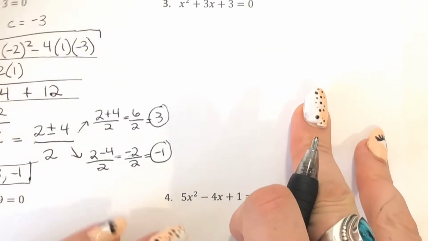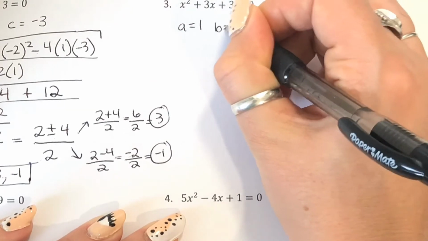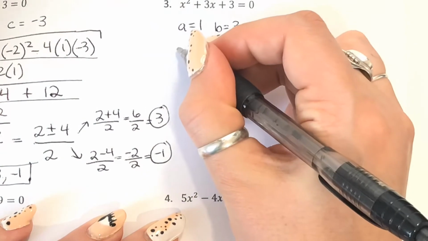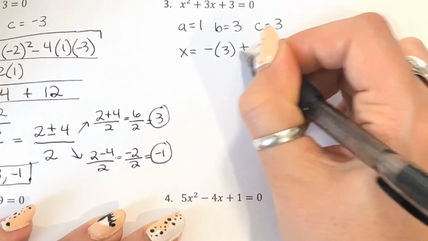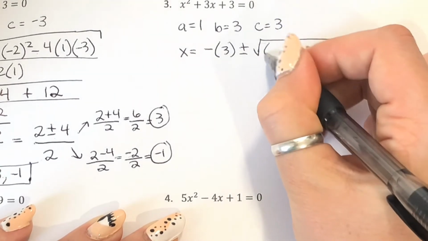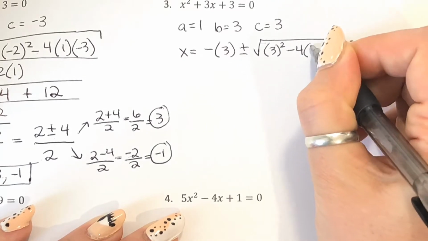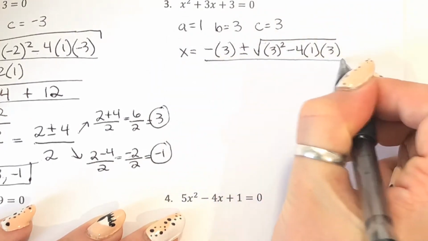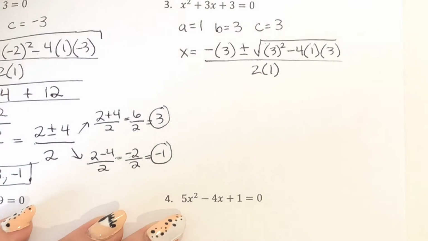Let's try another one. So on this one we have a equals 1, b equals 3, and c equals 3. We're going to plug it in. So x is equal to negative b plus or minus the square root of b squared minus 4 times a, which is 1, times c, which is 3, all divided by 2 times a, which is 1. So that's the plug-in step. Now we're going to simplify.